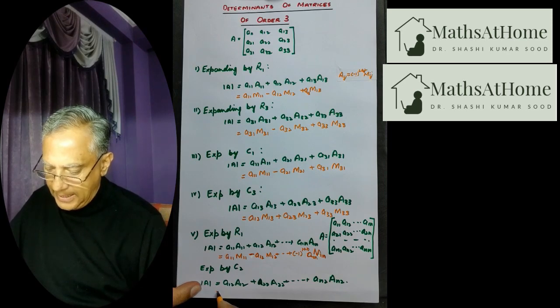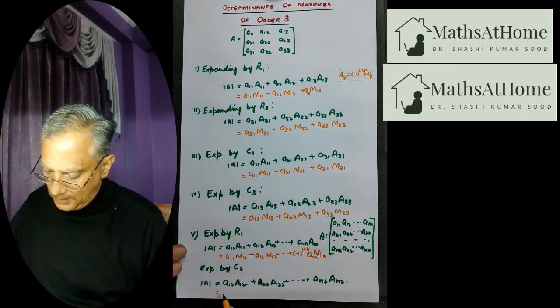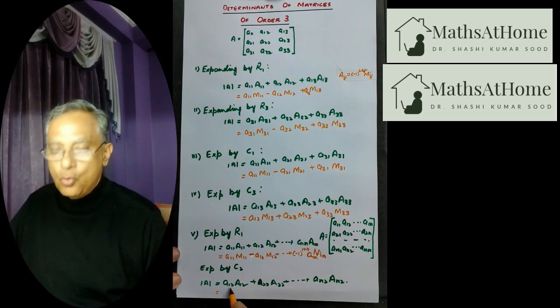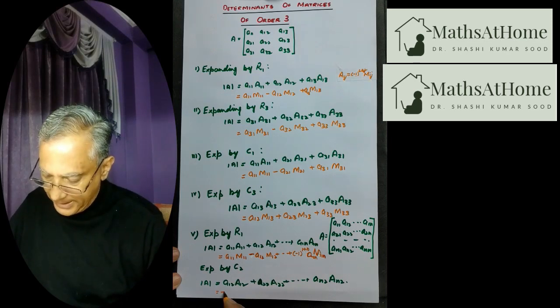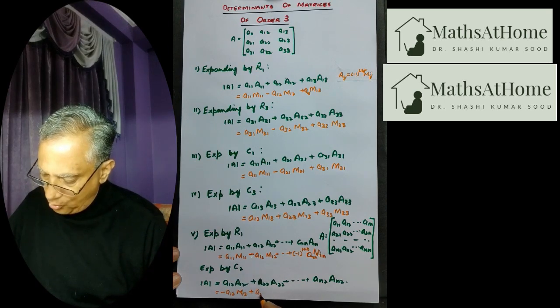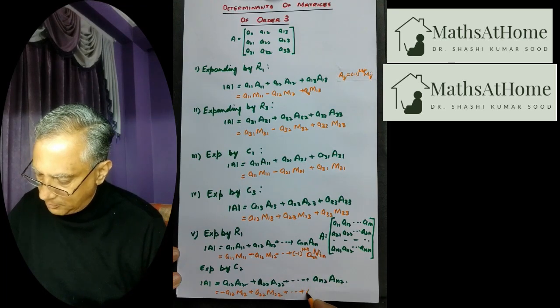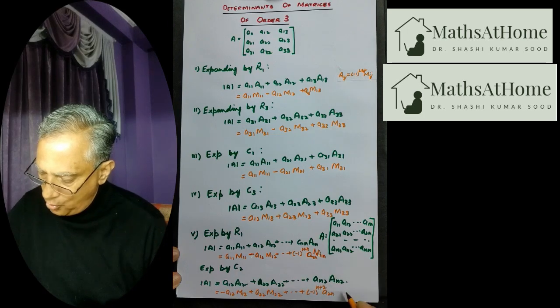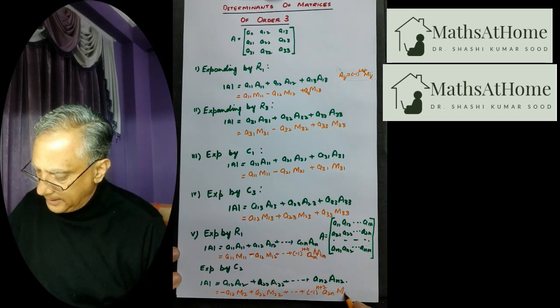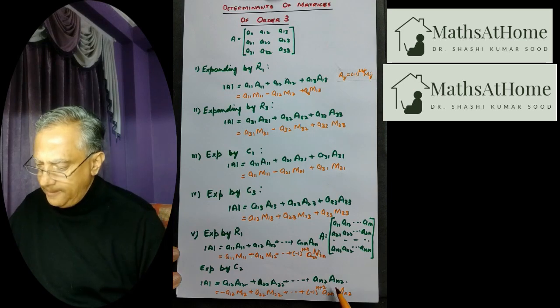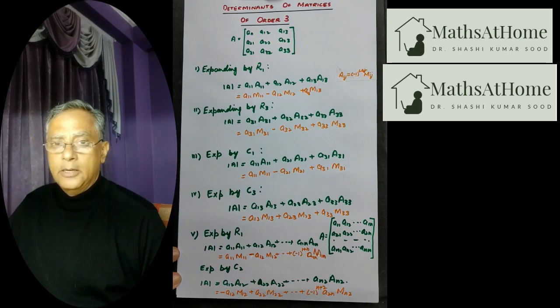And this can be written as: 1 plus 2 is odd, so this will be minus A12, M12. Plus, this is even, A22, M22. Plus so on, plus minus 1 to the power of n plus 2, AN2, MN2. Because the sign of AN2 is minus 1 to the power of n plus 2, MN2.